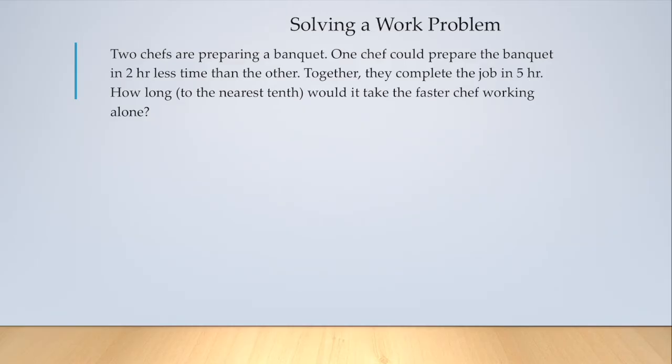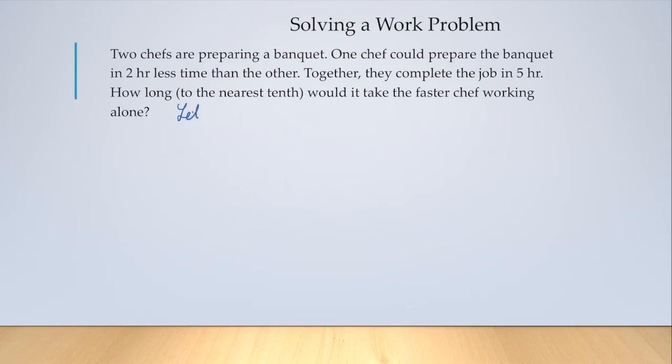Okay, now we're going to solve a work problem. We are going to use the table method for this as well. So 2 chefs are preparing a banquet. One chef could prepare the banquet in 2 hours less time than the other. Together, they complete the job in 5 hours. How long to the nearest tenth, so we're going to round, would it take the faster chef working alone?